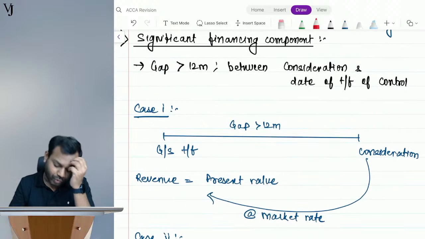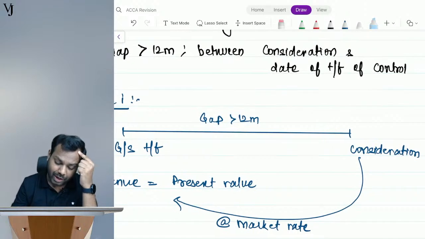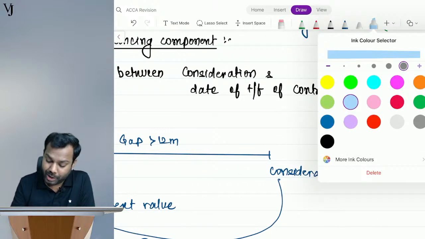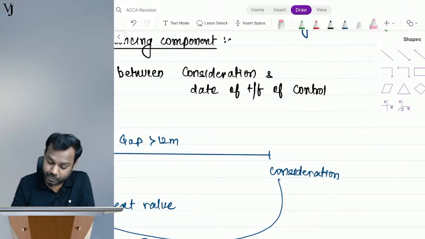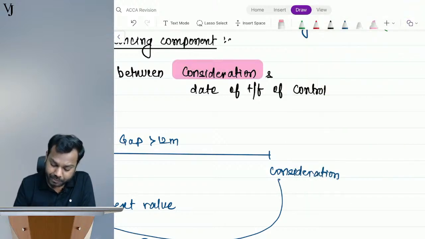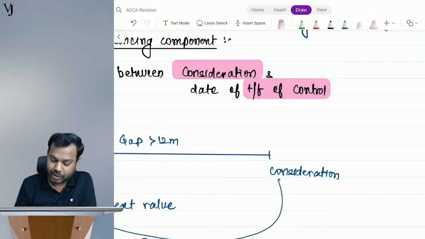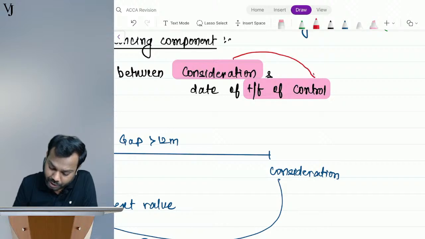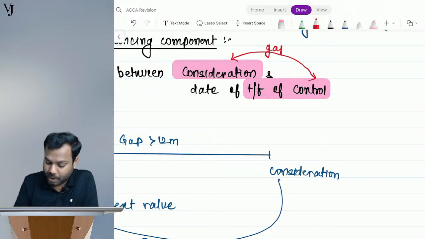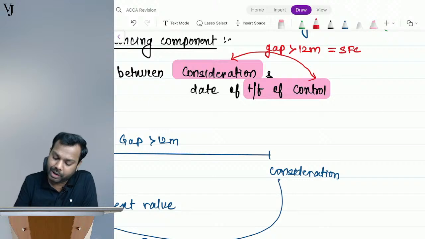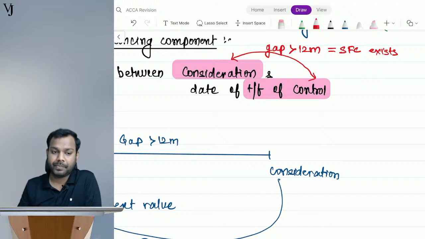Understand guys. The meaning of significant financing component is whenever there is a gap of more than 12 months between what dates? Between the date of consideration and the date of transfer of control. If there is a gap of more than 12 months, we say that a significant financing component exists. Is it clear, everyone?